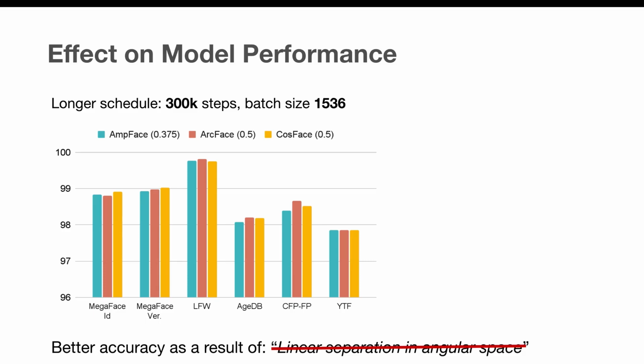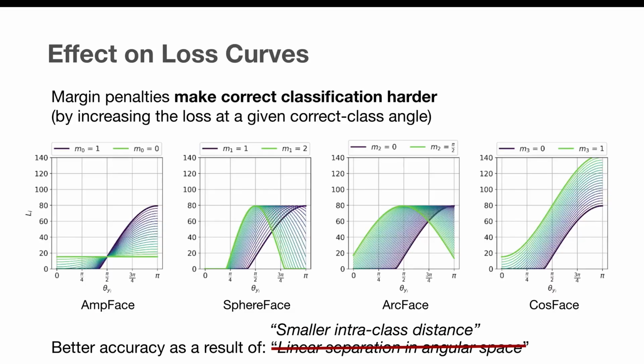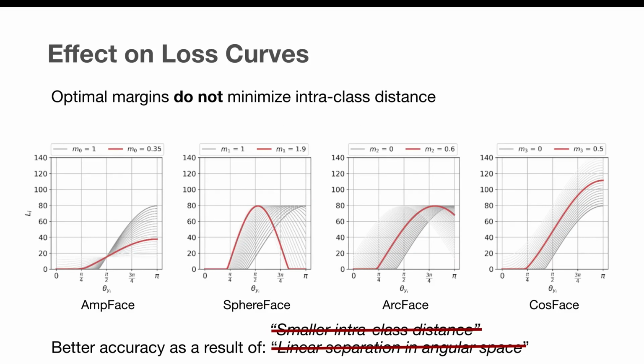However, a longer training schedule where models are trained to convergence shows that these different margin formulations do not differ in a statistically significant way. When we look at how margins affect the loss curves as a function of the correct class angle, we notice that margin penalties make correct classification harder by pushing the decision boundary, and in doing so, decreasing the intra-class distance. Notice, however, that optimal margins do not minimize intra-class distance.